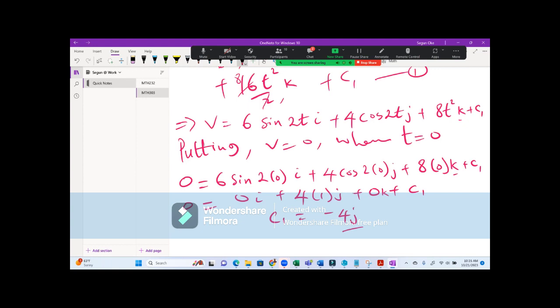Do you agree with me? Yes, sir. Because normally c1 is supposed to be carrying negative, but when you multiply through, it returns to positive.